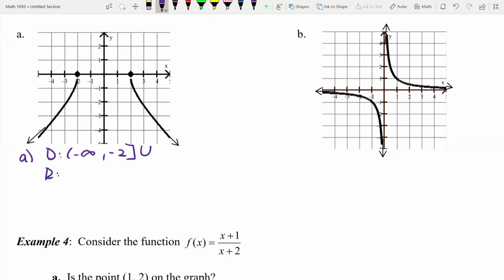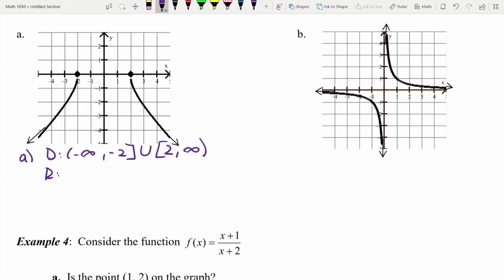So I want you to put a U. What does the U mean? Means or, means here comes more, right? Then it picks it back up at 2. Does it actually touch 2, everybody? Yes, it does. And then it goes to, how far does it go? Forever, right? So it goes to infinity.